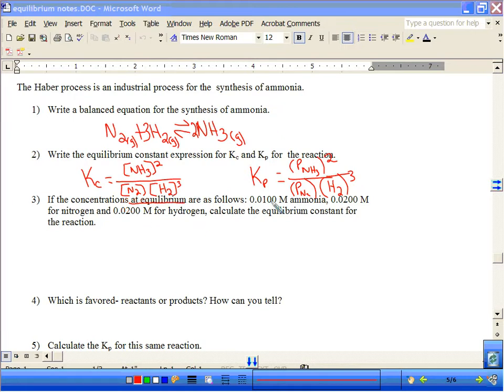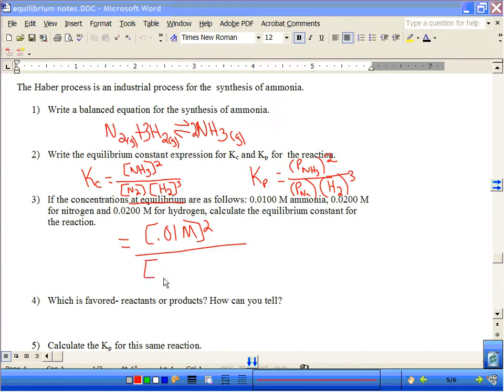That means I can take these numbers and plug them in. So I've got to decide if I'm going to put it in this one or this one. Their molarity, so I'm going to put it in this equation right here. It says that ammonia is 0.01, so you've got 0.01 M, and it's going to be squared.